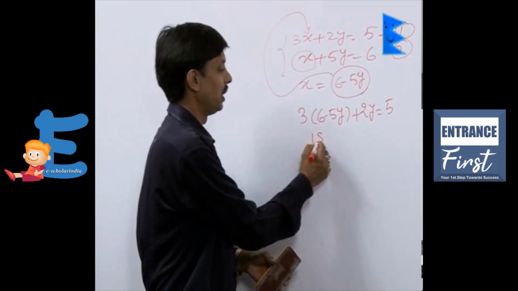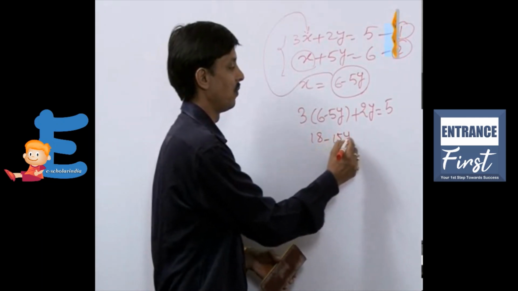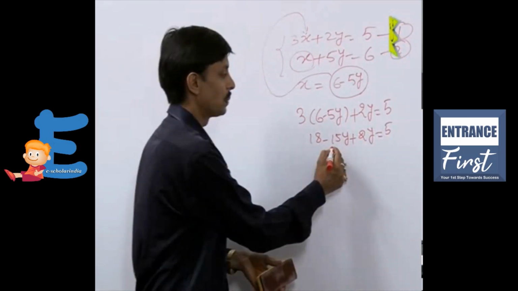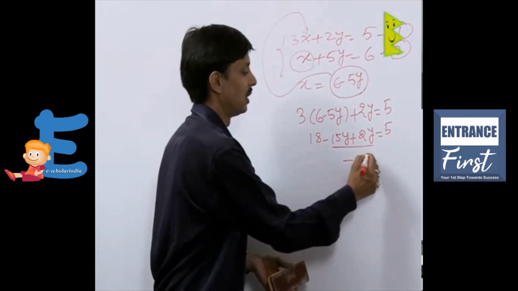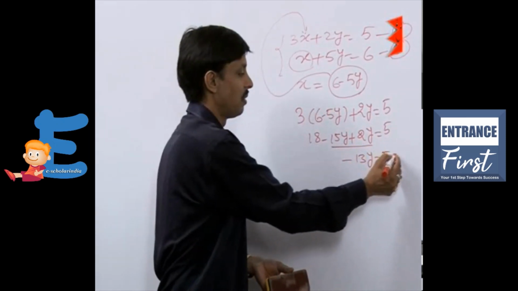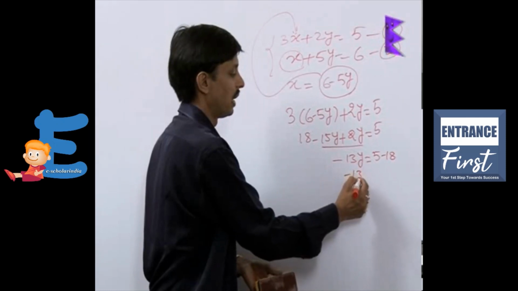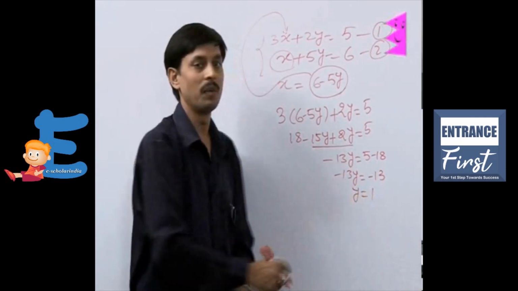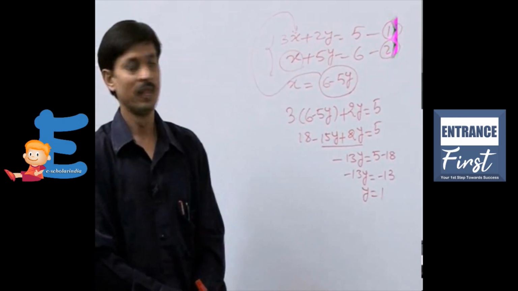Now it is 18 minus 15y plus 2y is equals to 5. This part is giving minus 13y, and when 18 is transferred, 5 minus 18 gives minus 13y is equals to minus 13. So y becomes equal to 1.